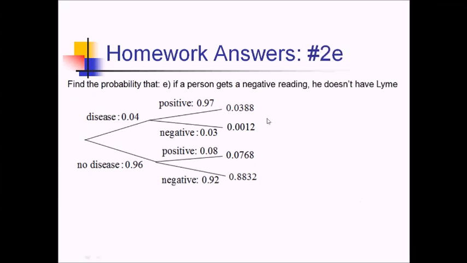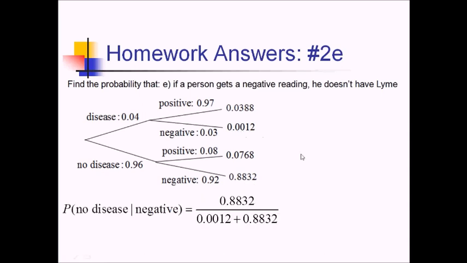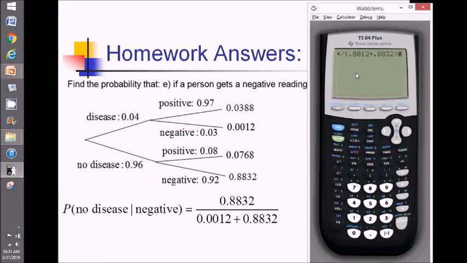For part E, we're asking the probability that if a person gets a negative reading, he doesn't have Lyme. So our branch that we're looking at here, we're looking for the negatives and we're looking for the no disease branch of that. So that's this group here, this 0.8832. But we're given that we got a negative reading to begin with. So we need to divide this 0.8832 by all the people who got negative readings, including these people up here who actually have the disease and still got a negative reading. So we're doing 0.8832 divided by this number plus this number up here. And calculator for this, doing that division out, we end up with 0.9986.